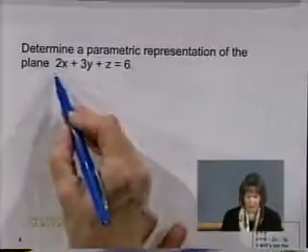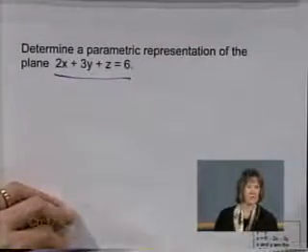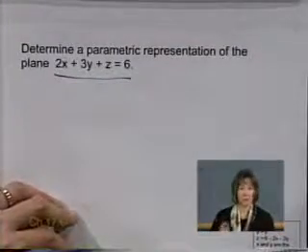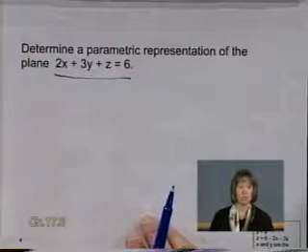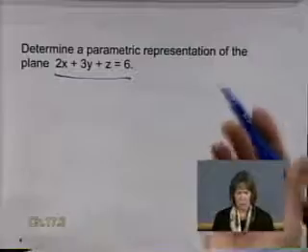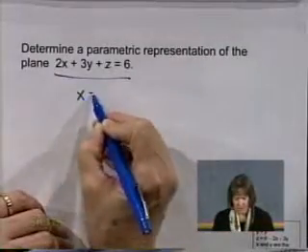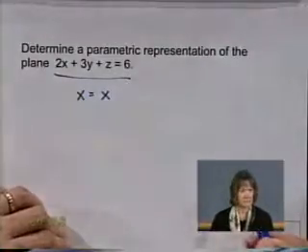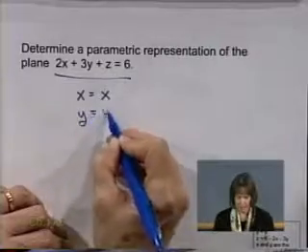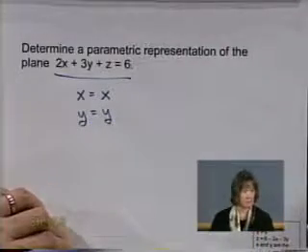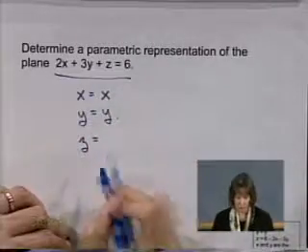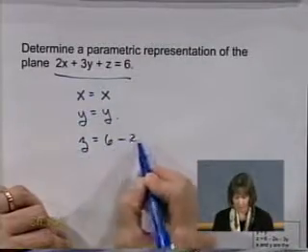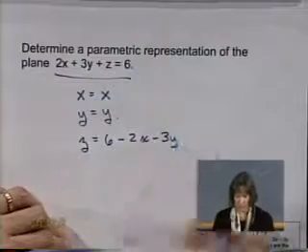Here, they have an equation of a plane, and they're asking me to represent it parametrically. And as we said, when you have a surface and you represent it parametrically, you need two parameters. So look at this. I'm going to let x just be x. And I'm going to let y just be y. And therefore, z, if I solve that top equation for z, z is 6 minus 2x minus 3y.